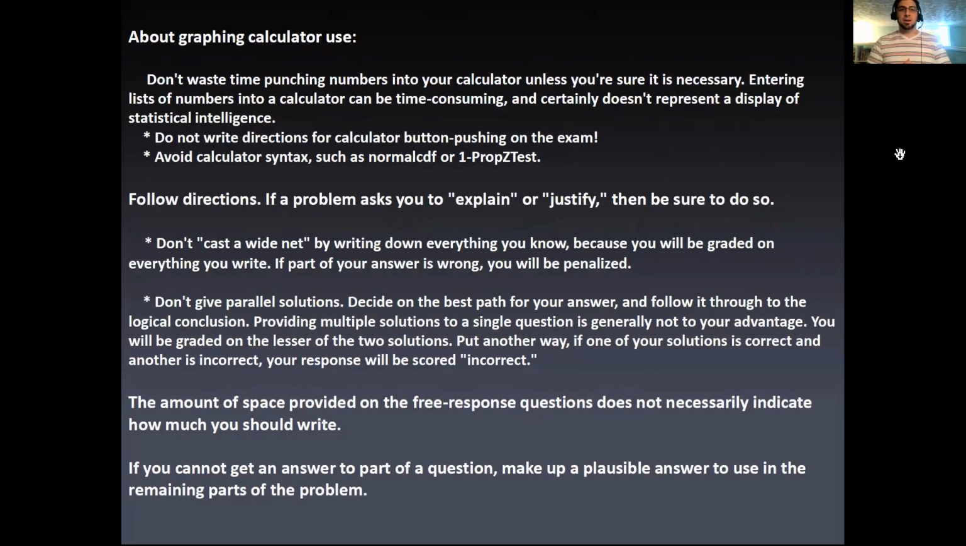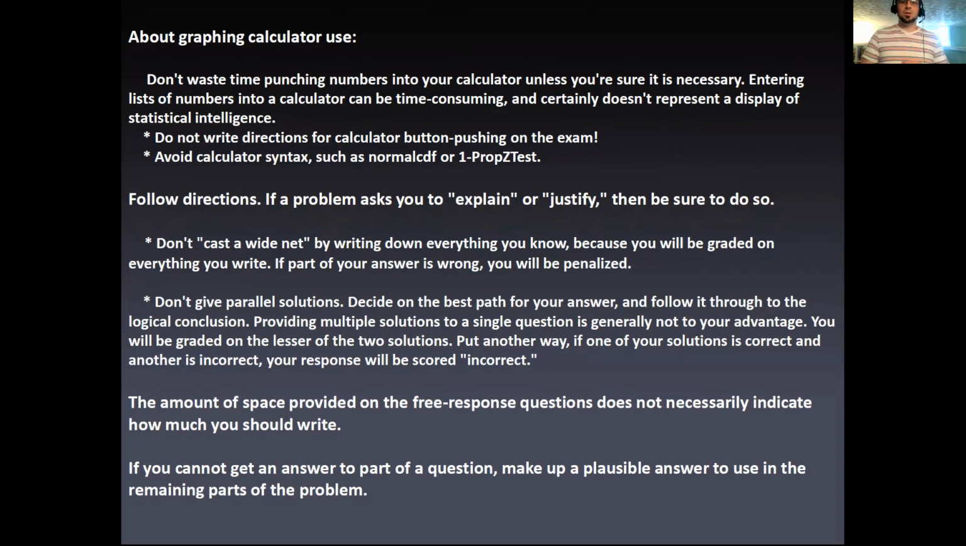About using the graphing calculator. Make sure you don't spend an inordinate amount of time plugging data into your calculator when it isn't necessary. Make sure you read the whole question and see, do you really need to put those 52 numbers into a list? Sometimes you really don't. It's time consuming, and if you're just mindlessly plugging numbers into a calculator because you saw a list of numbers or a table of data, that's not very statistically intelligent, if you will.